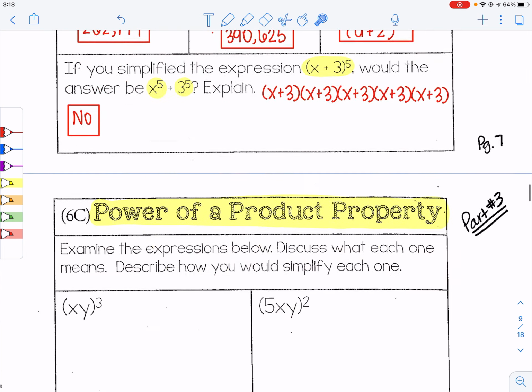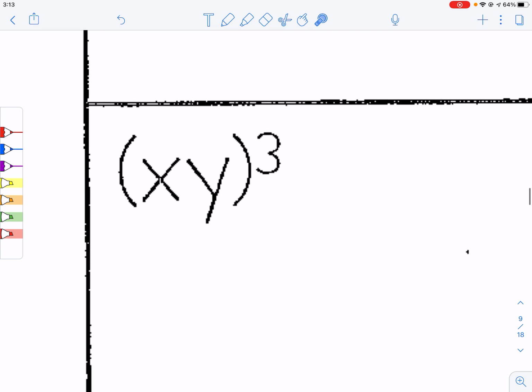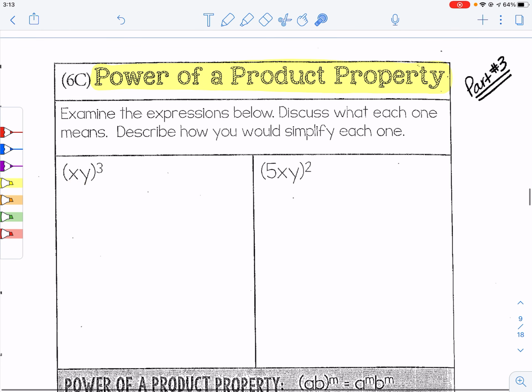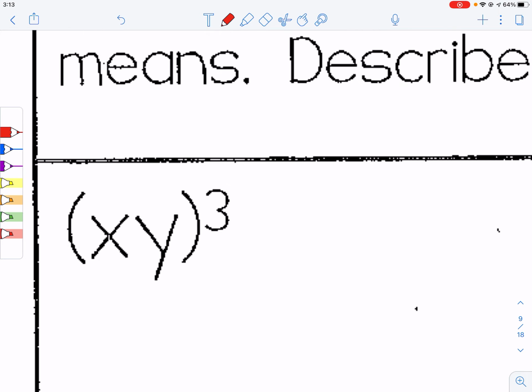Well, here, there's going to be more than one thing happening with the base. The base is not just x, it's x and y, or x times y. So this is the biggest difference between our part 2 and our part 3. Again, these first 2 examples, we'll write them out just to see what happens, and then we'll see what kind of shortcuts we can use.